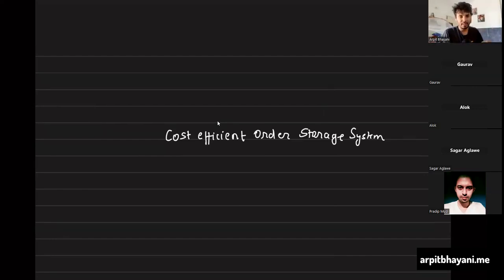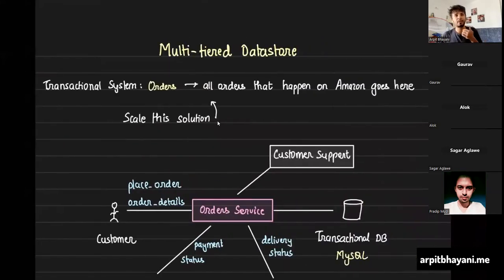Let's move to the technical side of things. Cost-efficient order storage system. For the next half an hour, I'd want to talk about why multi-tiered data stores are so important and how they come in really handy. I'm taking orders as an example because it fits this use case really well. I touched upon a fraction of it last week, but we'll go deeper into how a system like this is built and how you should build a system.